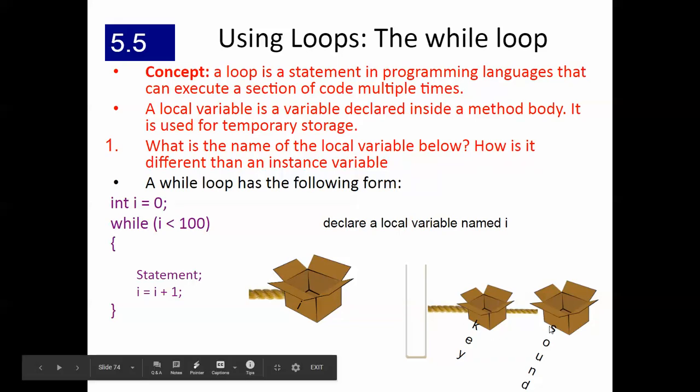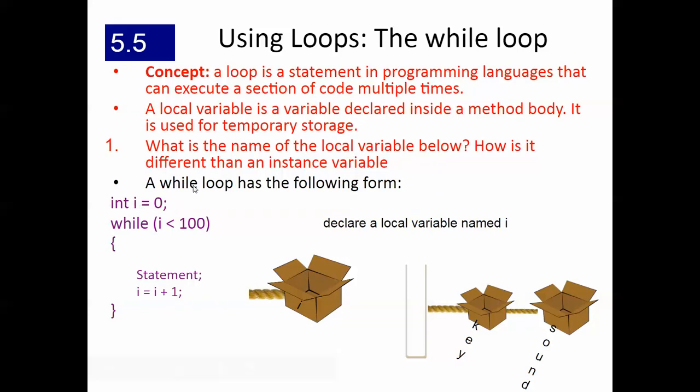The other difference is key and sound are going to last this object's lifetime. So as long as this object exists, these variables exist. This one lasts from here to here, and as soon as we get through this method, it disappears. Okay? All right, so now we've talked about this int i here, but now let's talk about the while loop.